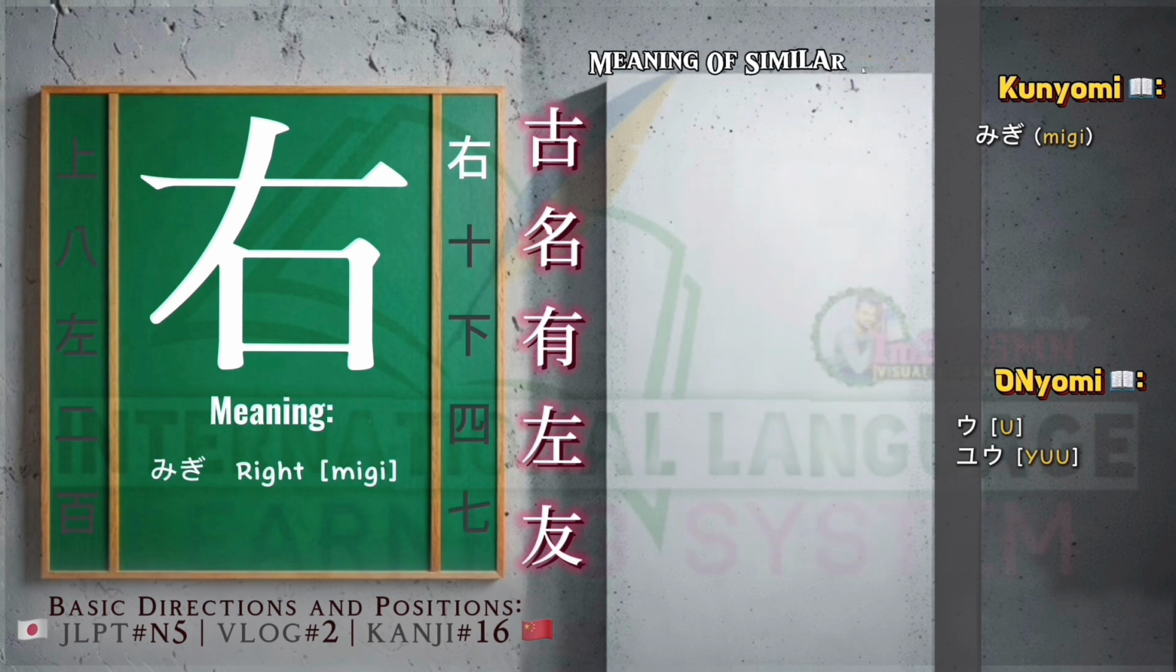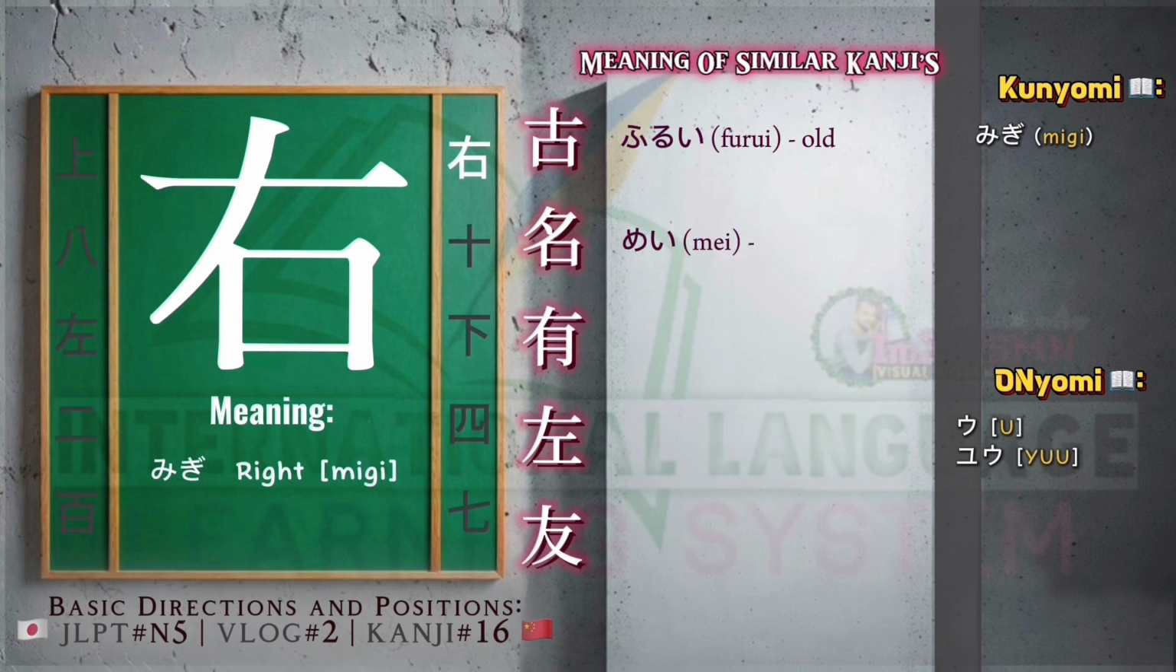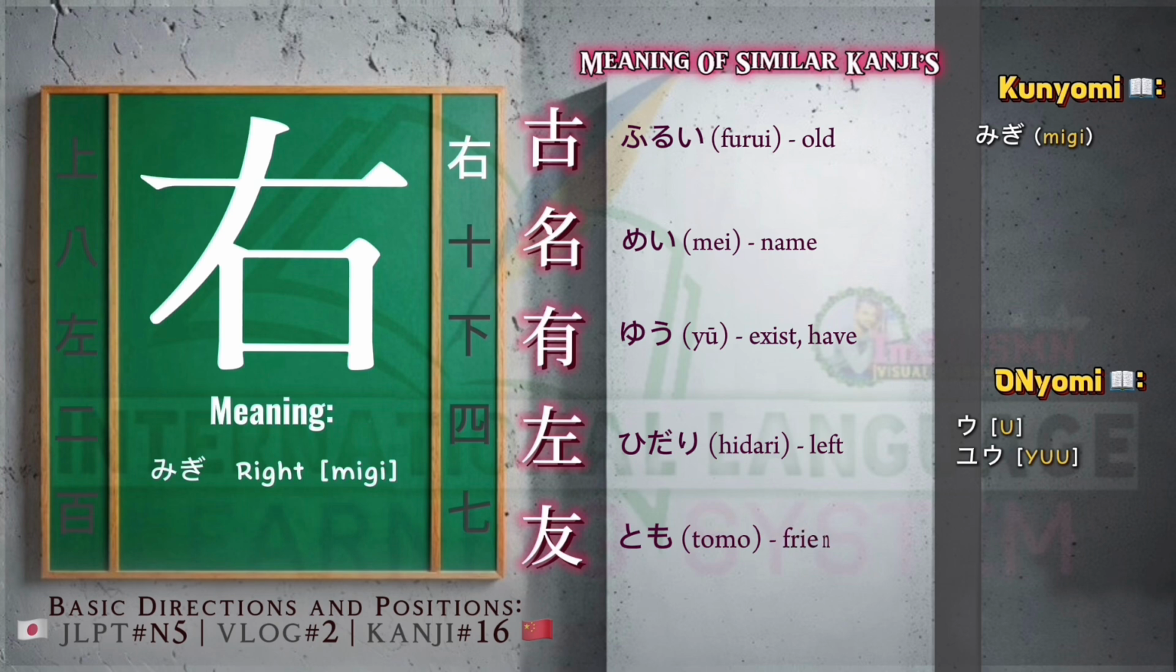Meaning of similar kanjis. 古い old, 名 name, ゆう exist, have, 左 left, 友 friend.